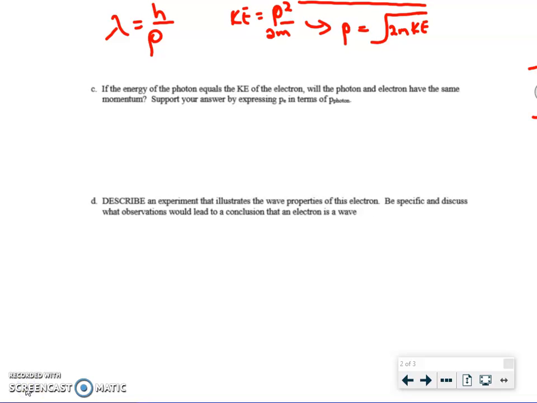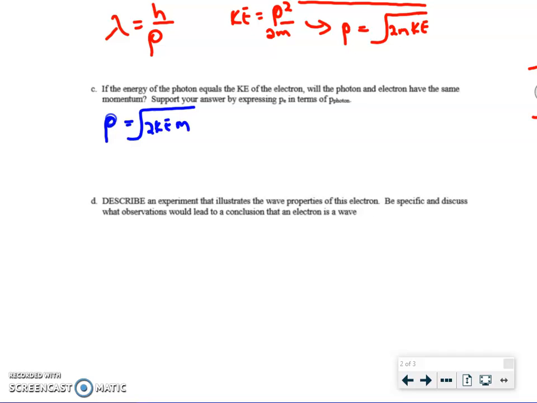To do that, I'm going to try to express the electron in terms of the photon. Let's start with the electron momentum. We're relating it to the energies because that's what's the same. I'm going to go with that same equation, where momentum is the square root of twice the kinetic energy times the mass.